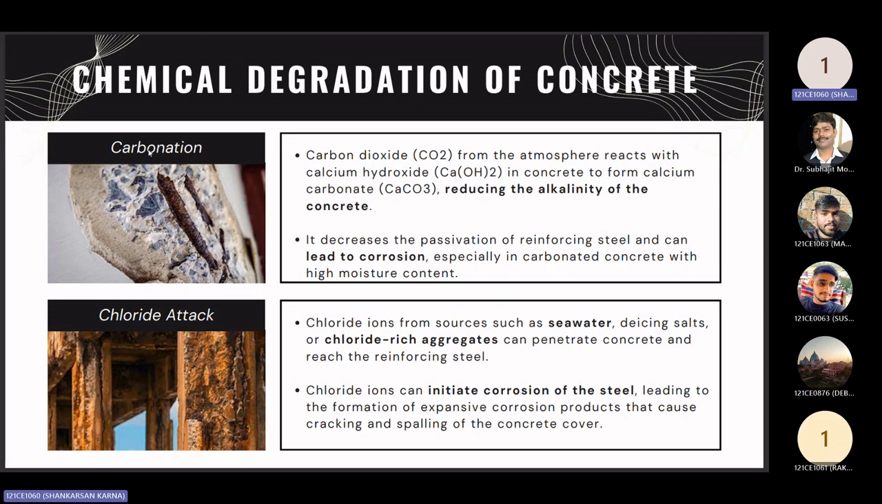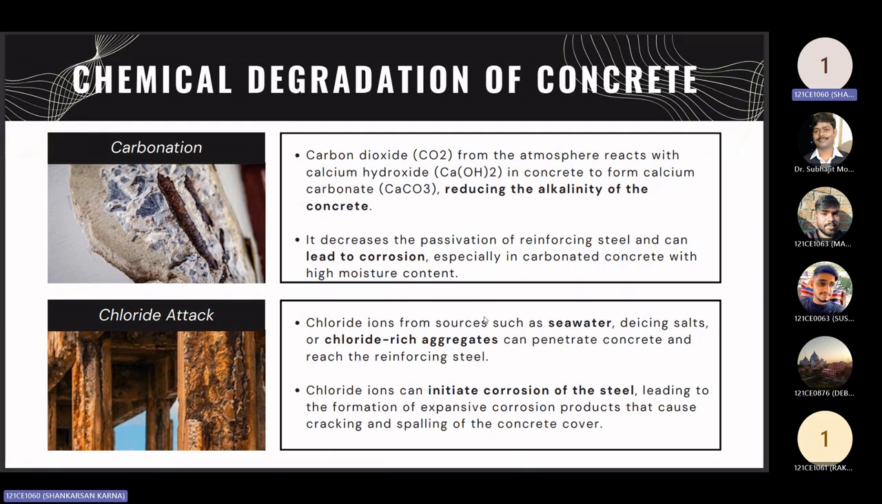Now, decreasing the passivation means decreasing the upper layer or the upper coating in the steel structure. By decreasing this, it exposes it to moisture and the environmental conditions, which leads to corrosion and decreases the whole strength of the concrete structure. Now, next one is the chloride attack.